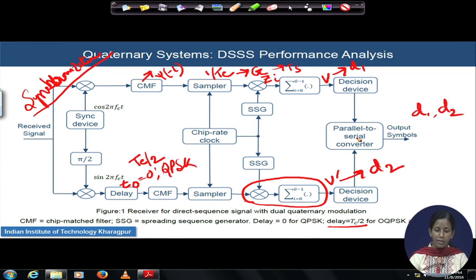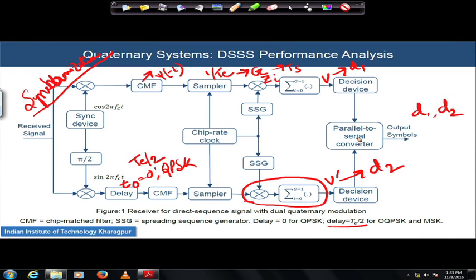So, this is the complete architecture of a quaternary system. It is just a scaled up version of the single carrier matched filter based receiver architecture that we have observed in the earlier modules.